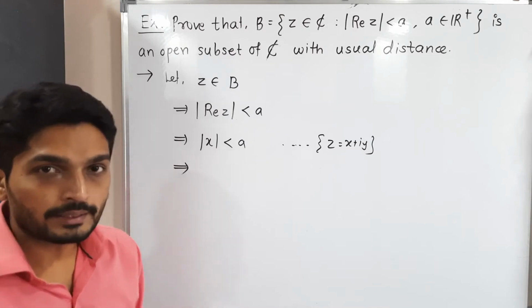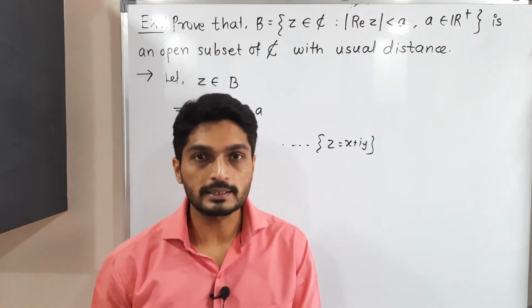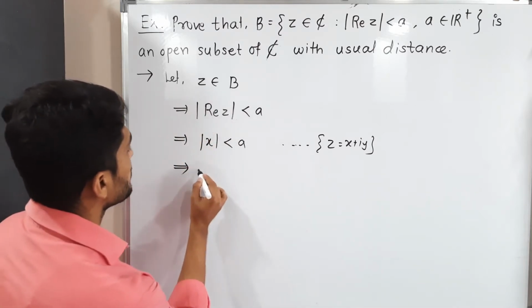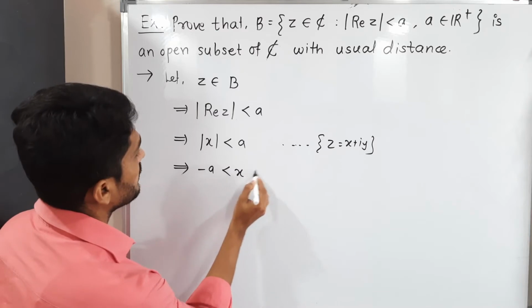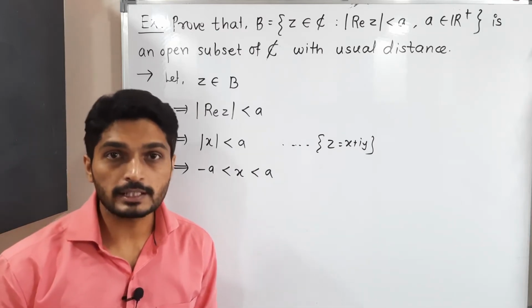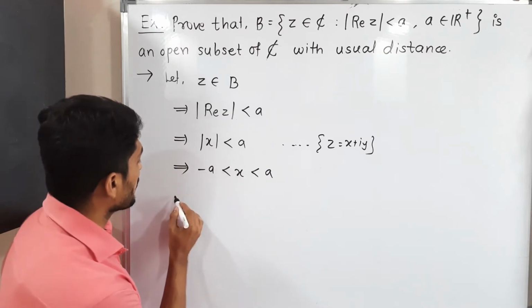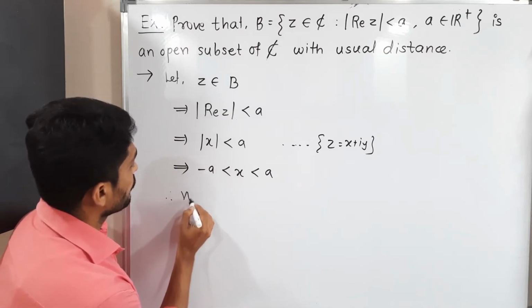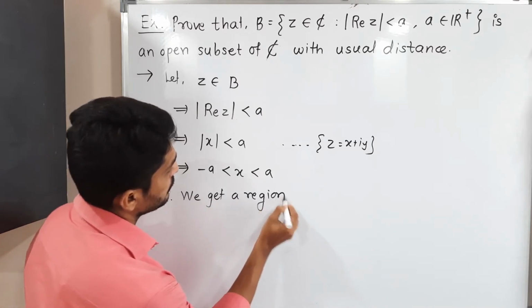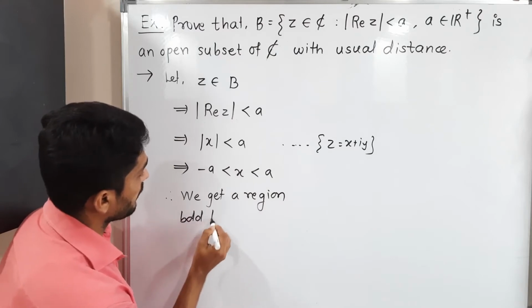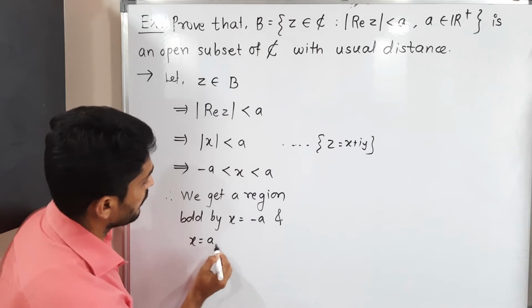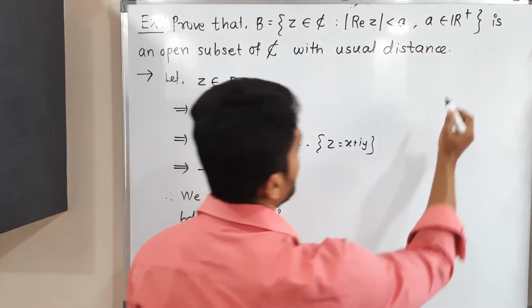This implies, you know there is a standard result: mod a less than b if and only if minus b less than a less than b. So by using this result, I can write minus a less than x less than a. That means x, the real part of z, always lies between minus a and a. So therefore we get a region bounded by x equal to minus a and x equal to a. If I draw the diagram, it will be like this.